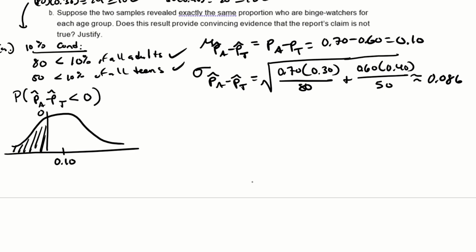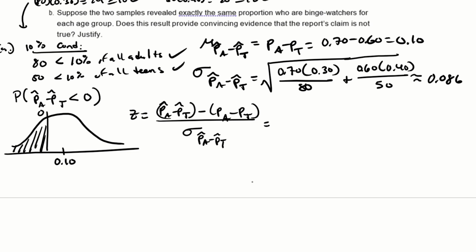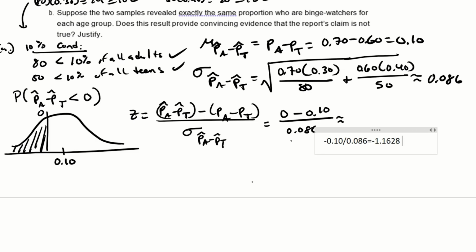All right, so let's calculate the z-score. Remember, so the z-score here is going to be as follows, just as a reminder: p hat A minus p hat T, minus PA minus PT, over sigma p hat A minus p hat T. All right, so p hat A minus p hat T, that's just 0, because that's what we wanted to find the probability of, right? And then PA minus PT is 0.10 over the square root. Oh, we don't have to do the square root formula because we already did it over here. 0.086. So negative 1.16. Okay, so negative 1.16.